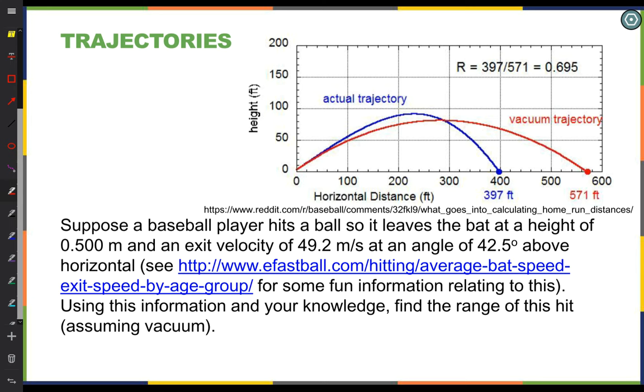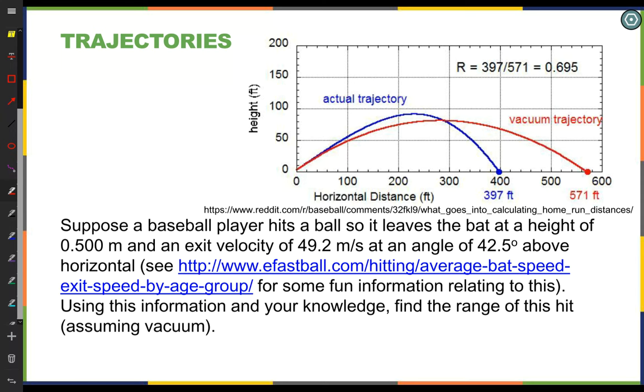But if you have somebody that hits the ball starting a half meter off the ground, so obviously they're not standing straight up like I am, they're crouched. It comes off the bat with a speed of 49.2 meters per second, angle 42.5 degrees above horizontal. How far does it go? That's a calculation you can do for general physics, and the answer you will get will be 571 feet. But if you're actually playing baseball and you exactly replicate it, you're only going to get 397 feet. Why the difference?